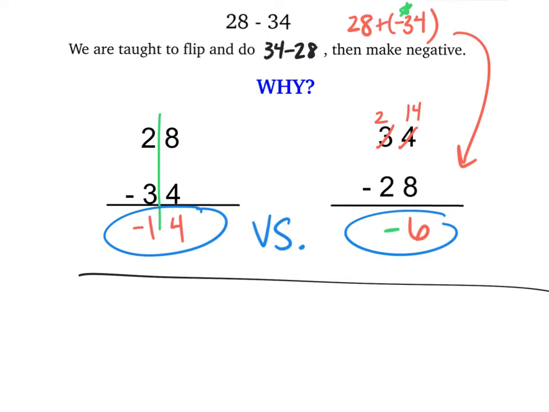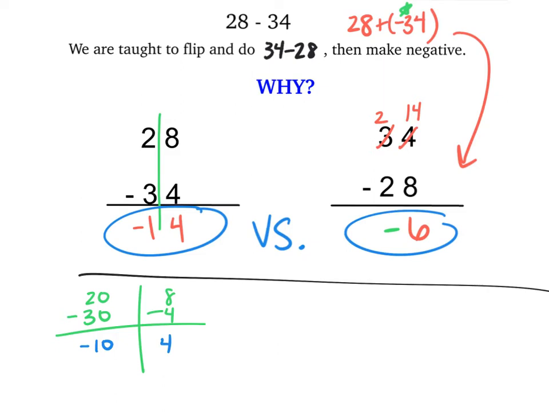So here's the very first one we looked at. It was originally 28 minus 34. And if we set it up that way, we would get negative 14. If we flipped it around, we would get negative 6. So looking at this first one, my 2 columns would be 20 minus 30 and then 8 minus 4. So 20 minus 30 would be a negative 10. 8 minus 4 would be 4.